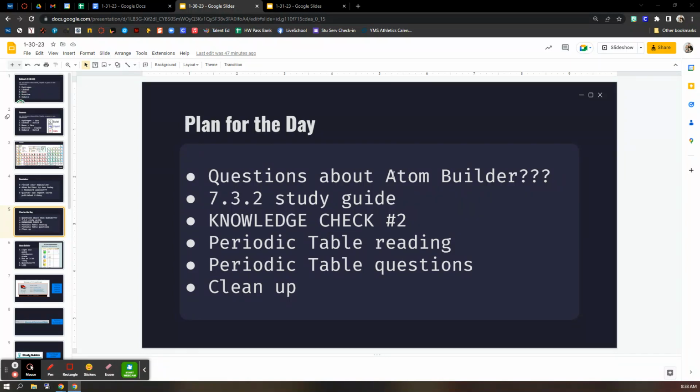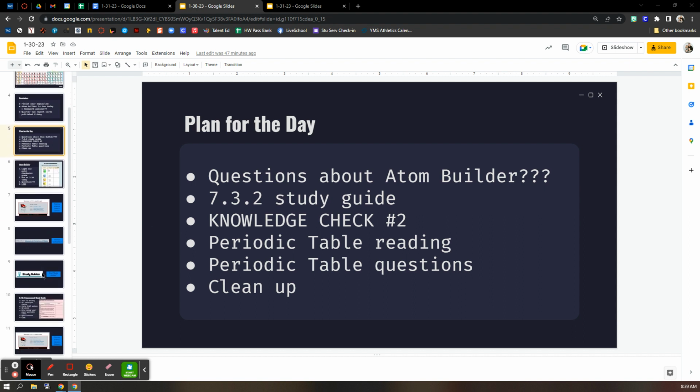You should have Atom Builder that you should have submitted. It is due today. Please make sure that you submit that assignment in Canvas. You're going to receive a copy of the study guide today for Friday's assessment. We're going to take knowledge check number 2. You have a reading on the periodic table. And then at the end of the period, you have questions you need to answer about that reading. Those questions will be due tomorrow.